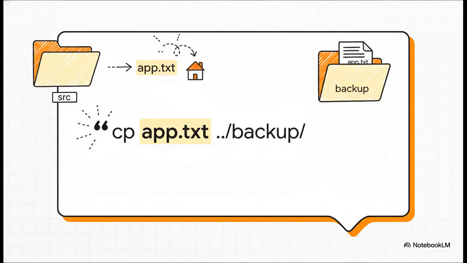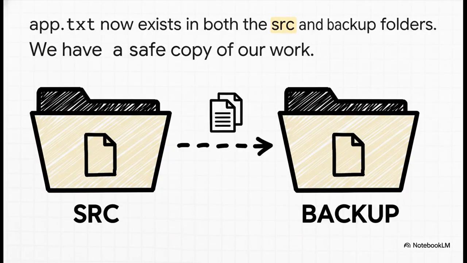Let's see cp in action. We're telling the system to copy app.txt. The destination is ../backup/. Now, those two dots might look weird, but they're a universal shortcut for go up to the parent directory. So we're going up one level from src and then down into backup. It's the perfect way to make a safe copy. And this is what it looks like now. We have our working copy right there in src, and we have an identical safe backup in the backup folder. We've successfully duplicated our file.